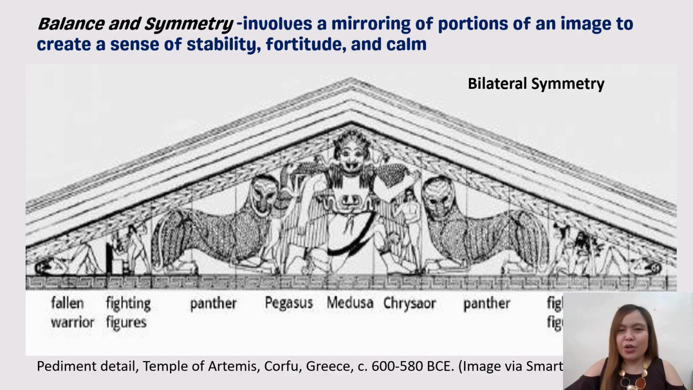So if you would cover one part of this picture and would only have one part left, and then open up your hand to unveil the other half of the picture, you would notice that the two sides have the same elements. The entire picture is one example of bilateral symmetry.